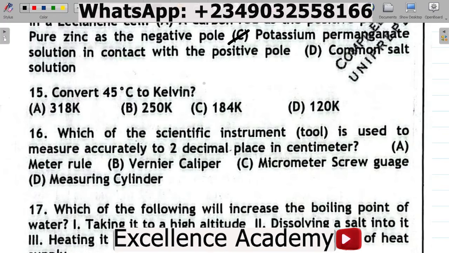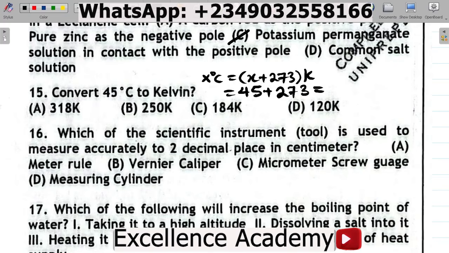All we have to do is, you know that a value x in degrees Celsius becomes x plus 273 in Kelvin. So simply add 273 to the value. 45 plus 273 gives 318 Kelvin. So basically, the correct answer here is A, 318 Kelvin. It's that simple.